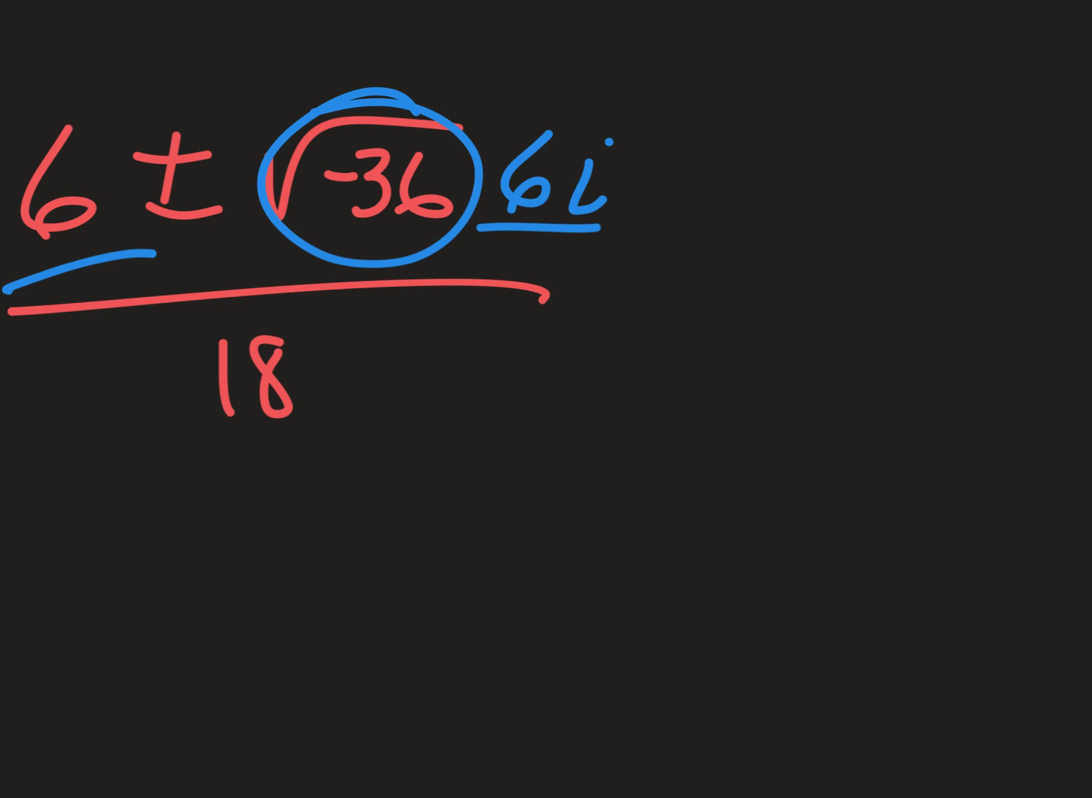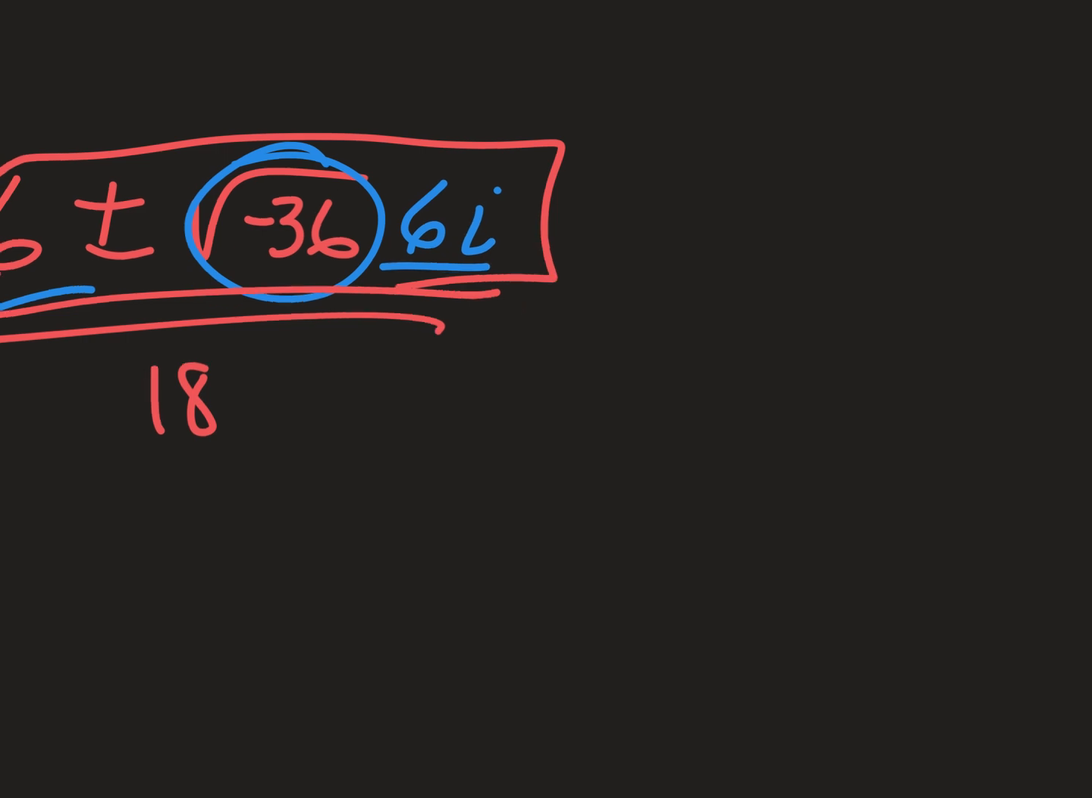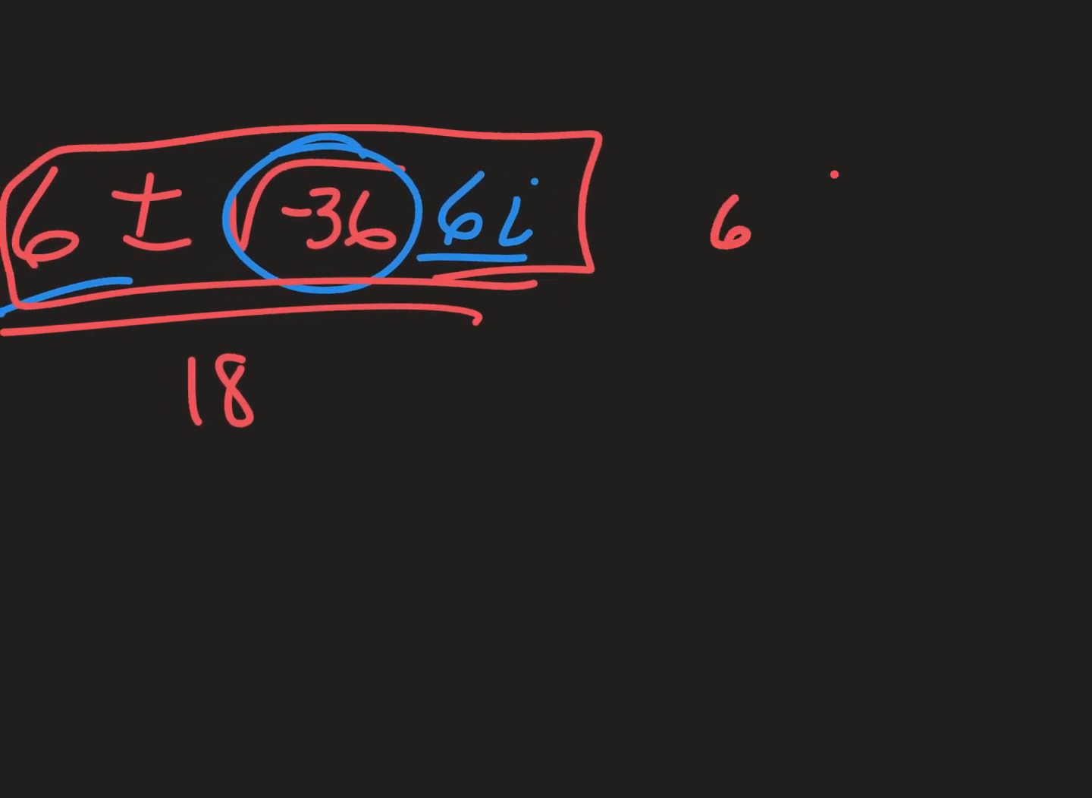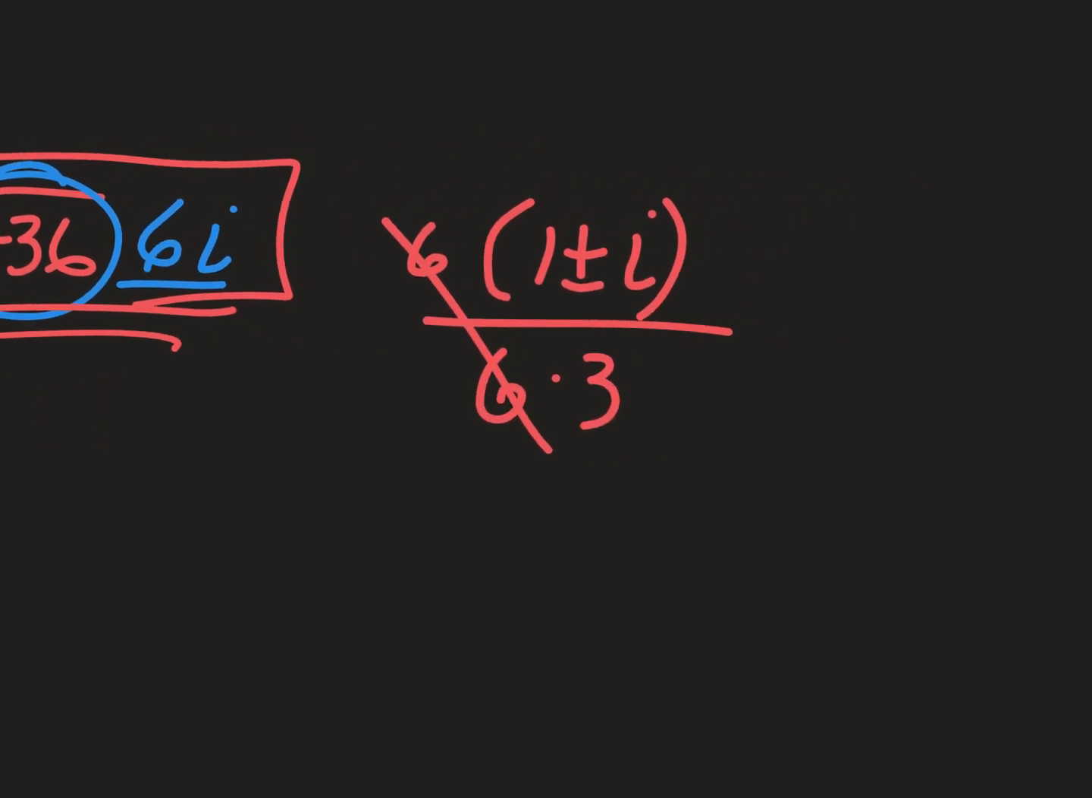Mr. Breen, can you tell me what this simplifies to? Factors to? 6, and in parentheses, 1 plus or minus i. Nice. All over, might as well factor it right now. 6 times 3, and those cancel, and there's your answer. 1 plus and minus i over 3. Raise your hand if you had it right. Awesome. That's almost everybody now.